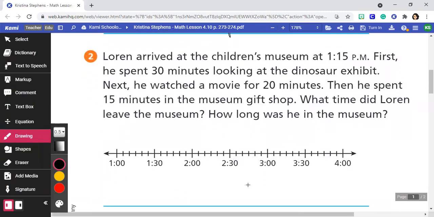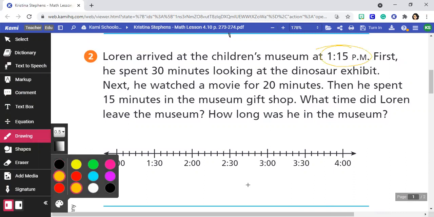Number 2. Lauren arrived at the Children's Museum at 1:15 p.m. First, he spent 30 minutes looking at the dinosaur exhibit. I think I'm going to annotate as I go. Next, he watched a movie for 20 minutes. Then, he spent 15 minutes in the museum gift shop. What time did Lauren leave the museum? And there's a second question. How long was he in the museum? Not at the museum, in the museum here.